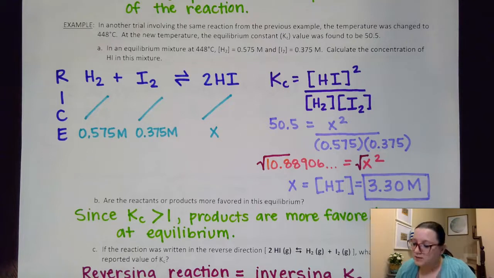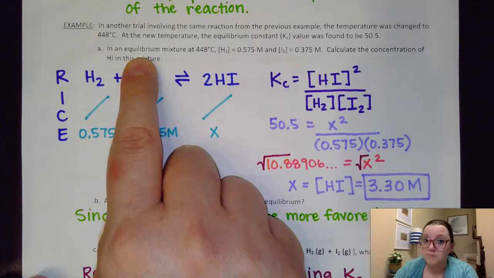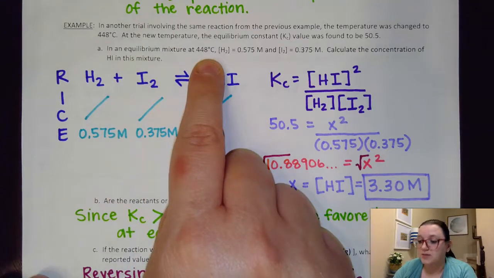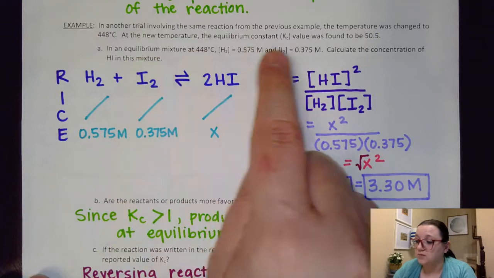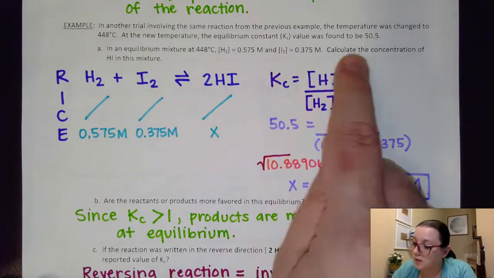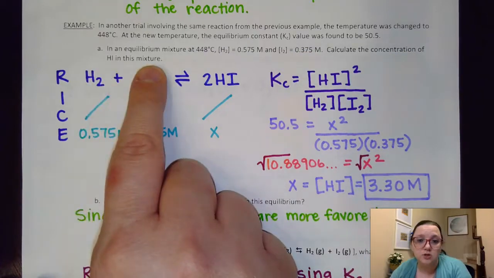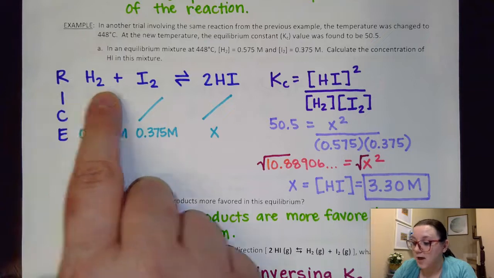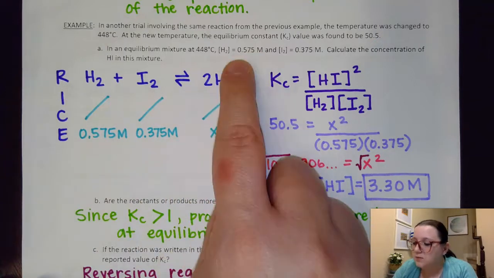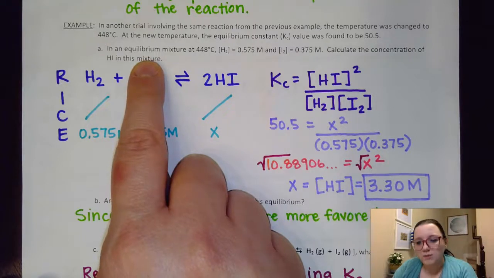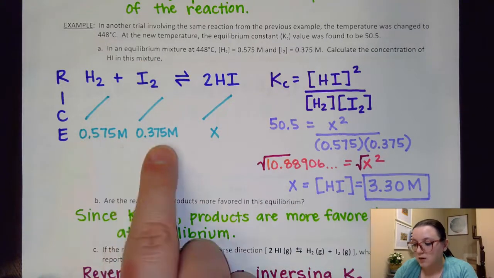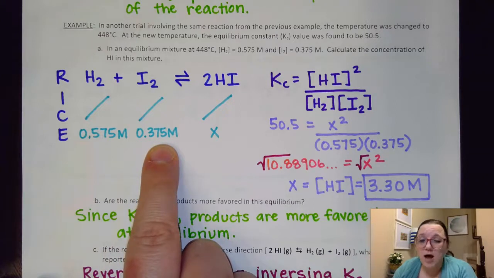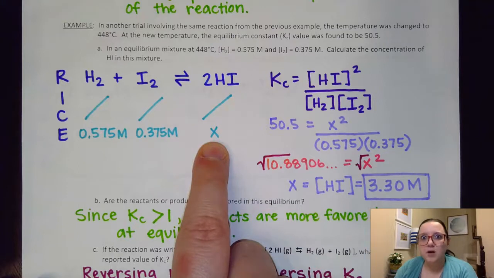So then it says, hey, we have an equilibrium mixture at 448 degrees Celsius, meaning we're already at equilibrium with these values. And so what they want us to do is to calculate the concentration of HI in this mixture. So again, I'm going to utilize that rice table to organize the information that I know. So in setting up my rice, I see my R is my reaction, and then I say, hey, these were already at equilibrium, so let me go ahead and put those in for E down here, for the H2 and the I2. However, I don't know the HI, and so I'm going to put a placeholder of X there to represent this value I don't know.